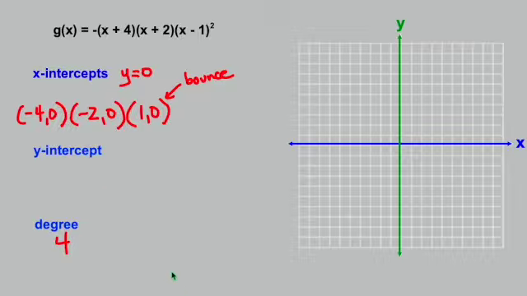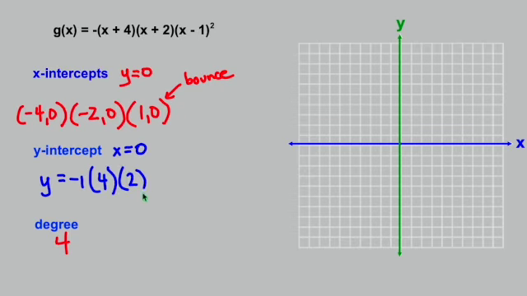To find the y-intercept, we're going to set x equal to 0. So if we do that, y will be, remember there's a -1 out in front here, so I'm going to put a -1 there. 0 plus 4 is 4. I have 0 plus 2, which would be 2. And then 0 minus 1 is -1, and squared, -1 squared would be 1. 1 times 2 is 2. 2 times 4 is 8. And 8 times that -1 would be -8. So now we have our y-intercept at 0, -8.